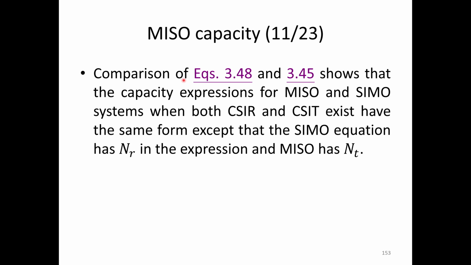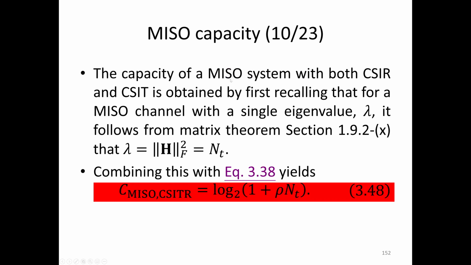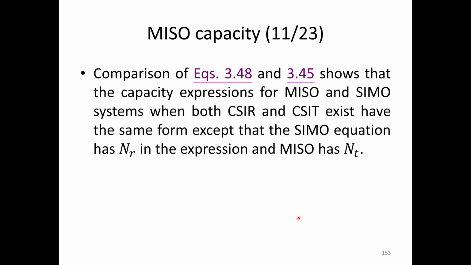Comparison of equations 3.48. Let us go to equation 3.48. In equation 3.48, we see that C_MISO,CSIT is equal to log2 of 1 plus rho times NT. Next page.